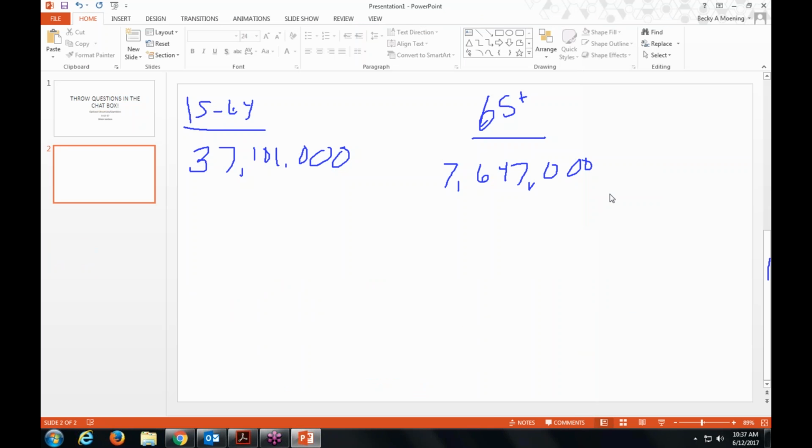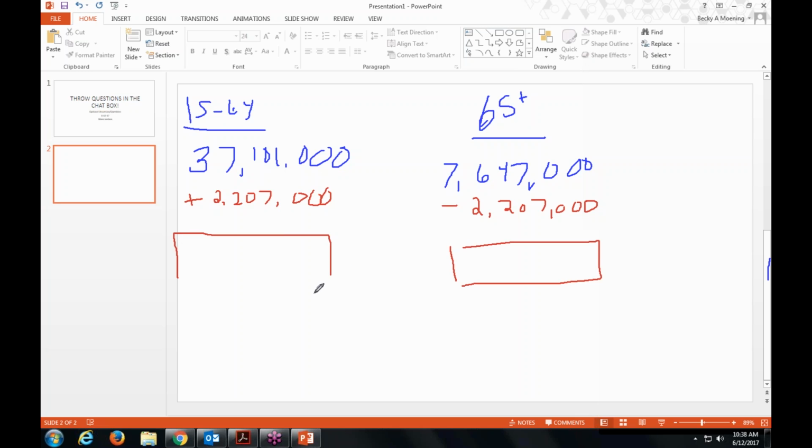So I would add the 2,207 to the working class, and I would take it away from this one. Plus with the thousands. Right. So that gives you a new total here and then a new total here. So then you can refigure your dependency ratio based off of those new numbers.